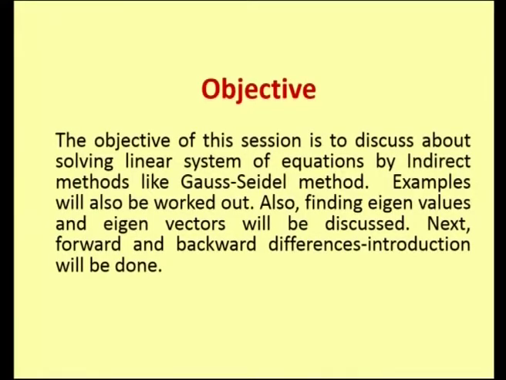We have also discussed solving linear system of equations by direct methods. Gauss elimination method was discussed, and in line with that, in this episode we are going to talk about solving linear system of equations by an indirect method, that is Gauss-Seidel method. The objective of this session is to discuss solving linear system of equations by indirect methods like Gauss-Seidel method, wherein the matrix will not be involved. Examples will also be worked out. Also, finding eigenvalues and eigenvectors by iterative method will be discussed.